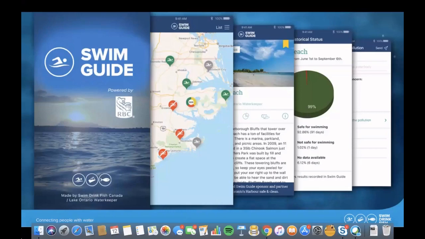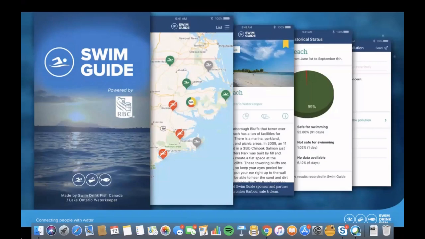So at the most basic level, the public can visit our website or download one of our apps and find a great, clean place to swim. We have water quality for over 7,500 beaches in Canada, the US, Mexico, New Zealand, Australia, the Bahamas. And we launched in Europe last year with data for Ireland, France, and Denmark. And we just recently launched in Kenya in Africa.